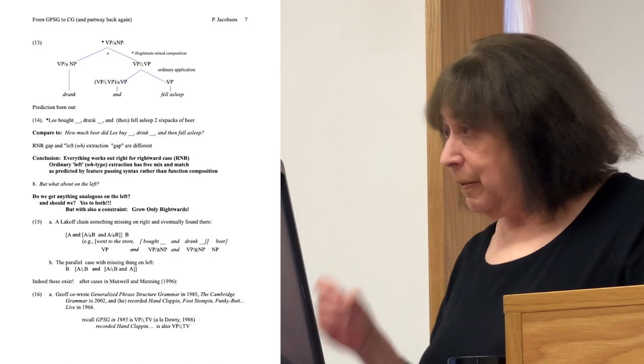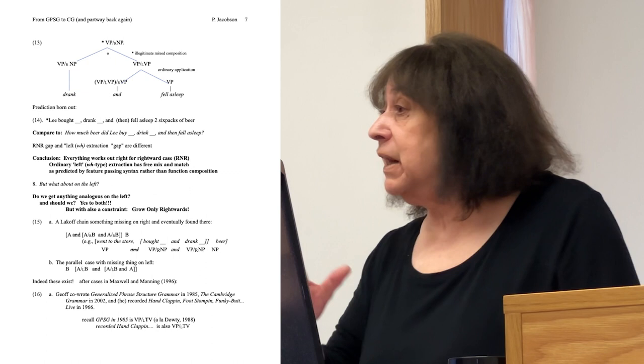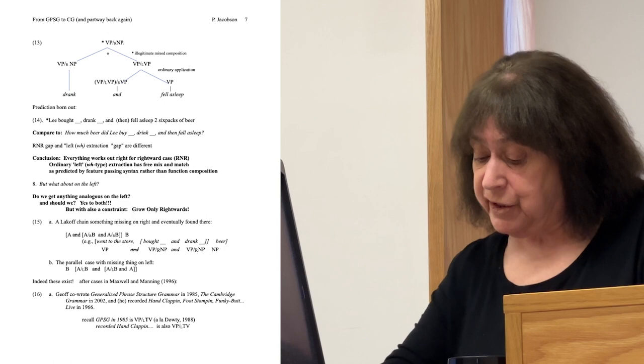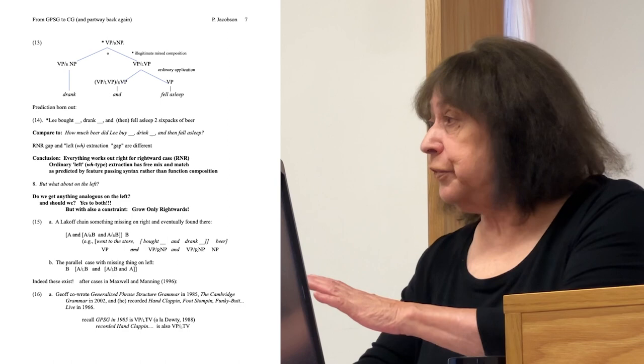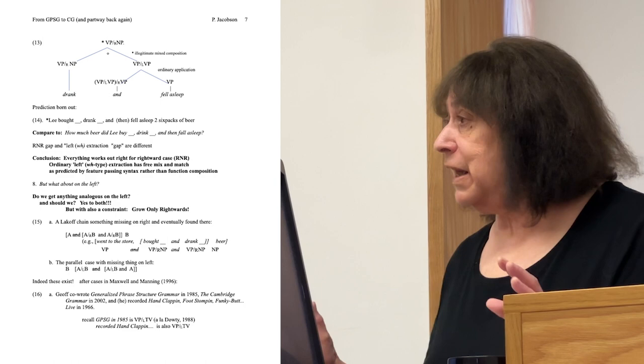Okay. So the first question I asked is, is extraction, missing something by left extraction, WH extraction, and missing an expected argument, are they the same? And this seems to indicate, no, they're not. Because in the Lakoff chains in normal WH type extraction, remember, you can get this. So compare that to how much beer did Lee buy, drink, and then fall asleep, as opposed to Lee bought, drank, and then fell asleep 6 packs of beer. So this suggests that these really are different. And if you use a feature passing mechanism for the left extraction cases, then that will all follow.